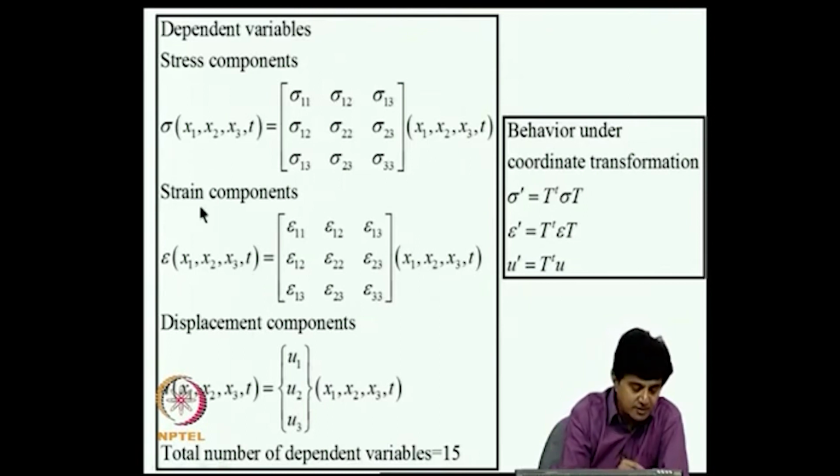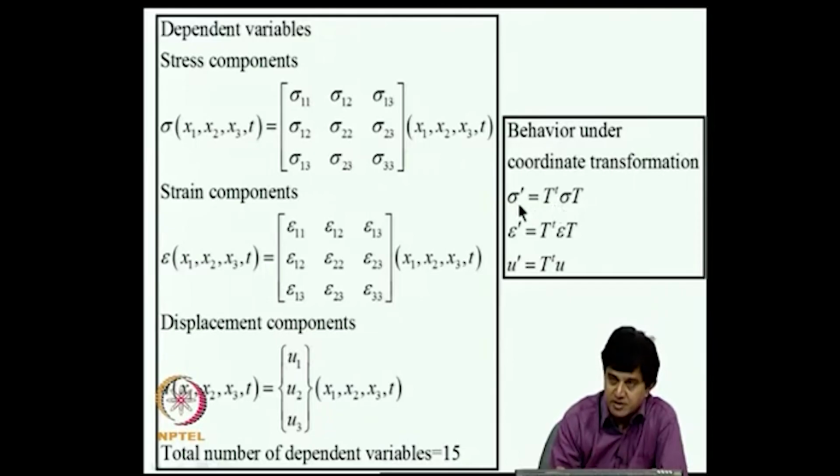Now, how do these dependent variables behave under coordinate transformation? Stress and strain are tensorial quantities, so they undergo transformation through these rules, where T is the transformation matrix between the coordinate systems. Sigma prime is the state of stress at a point in the new coordinate system, and sigma is the state of stress with respect to a reference coordinate system. Similarly for strain, and displacement is a vector, this is how it transforms. Scalar quantities are invariant with respect to coordinate transformation.